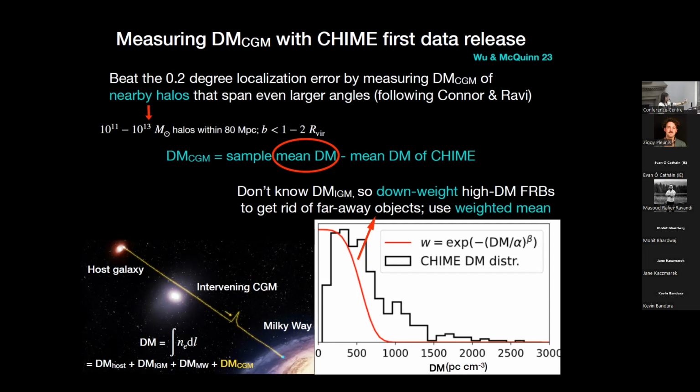And what we did is that we proposed to do a weighted stacking method. We used a weighting function that looks like the red line shown in the right-hand plot there. What that does is almost like cutting off all the high-DM FRBs of DM larger than roughly 600. And then instead of the unweighted sample mean, we calculated the weighted mean DM for the FRBs to estimate the DM from the CGM.